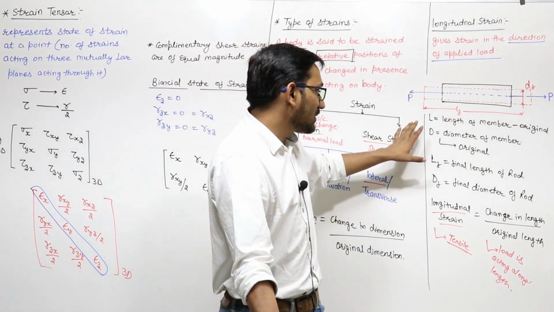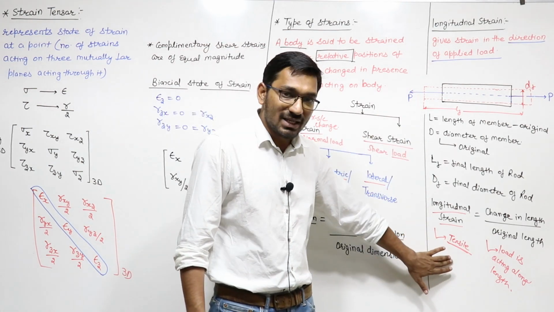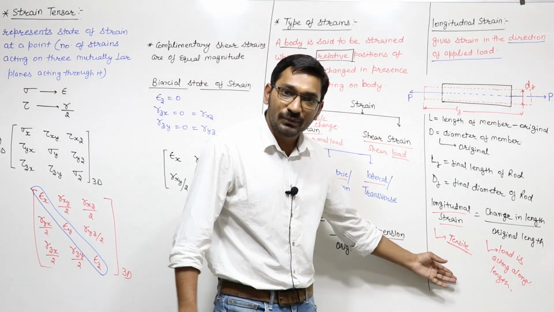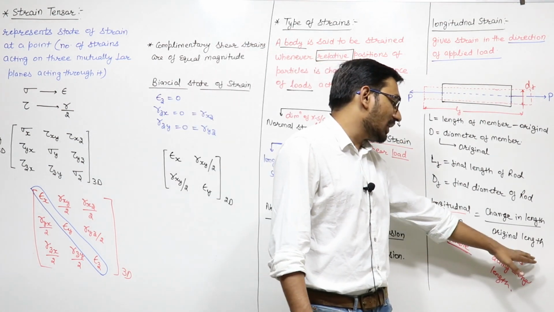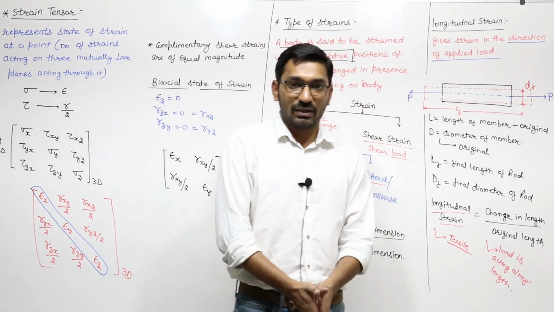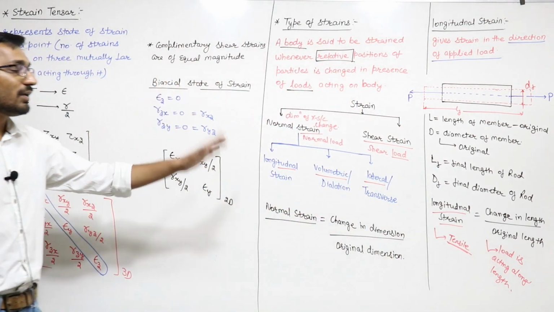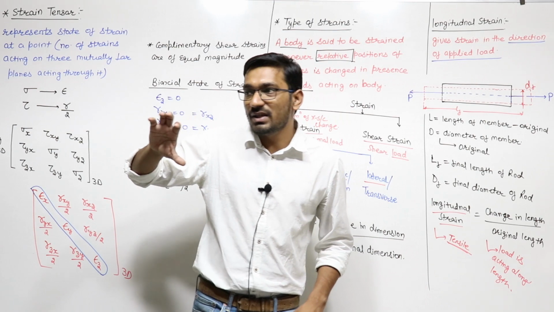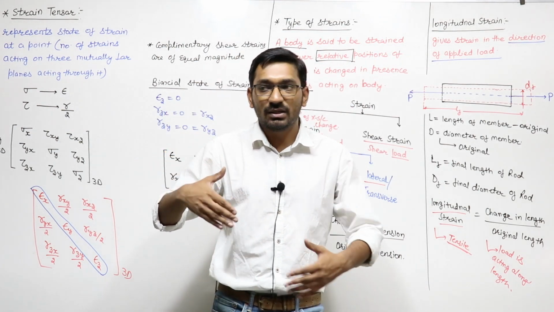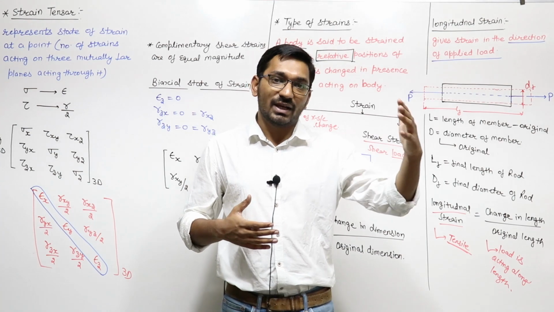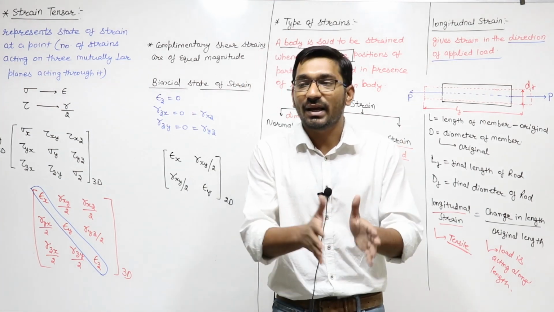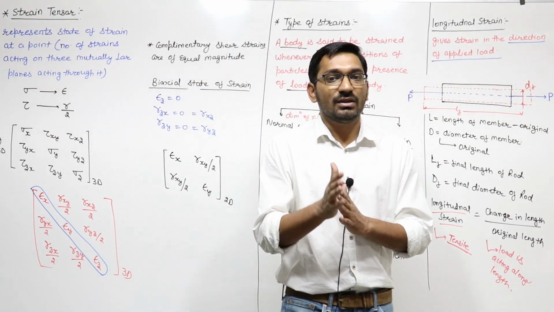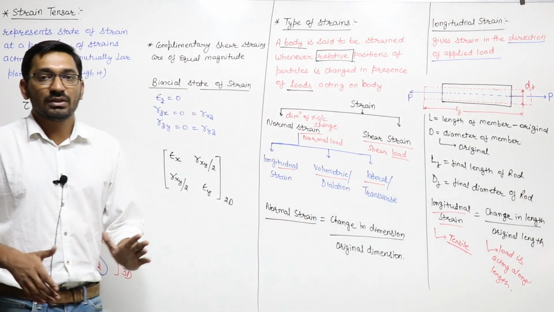And if the load is tensile, it is a tensile strain. If you applied a compressive load along the length, then it will be of compressive nature. That is the definition of longitudinal strain, which is also a normal strain. Normal strain is change in dimension upon original dimension, but longitudinal strain is change in dimension upon original dimension in the direction of applied load. In whichever direction the load is applied, in that direction the strain is the longitudinal strain.